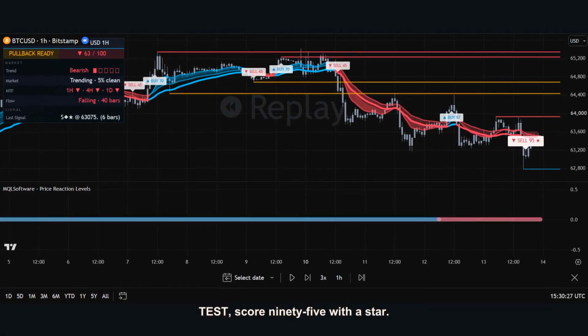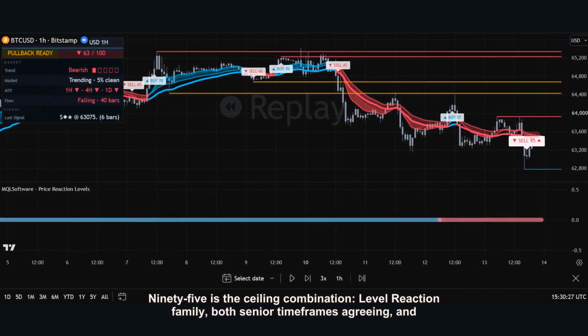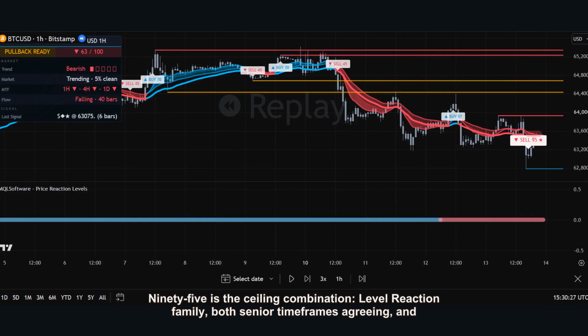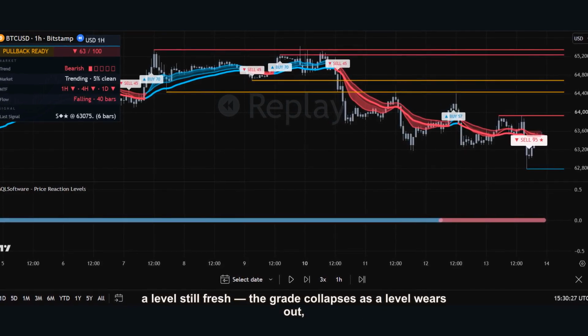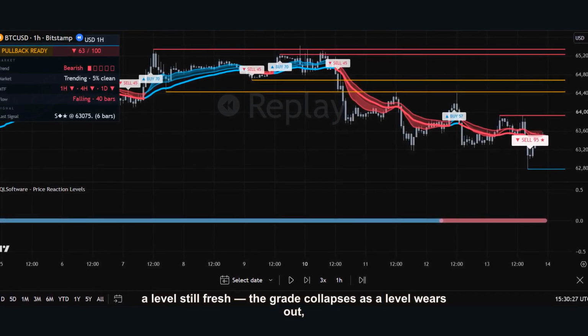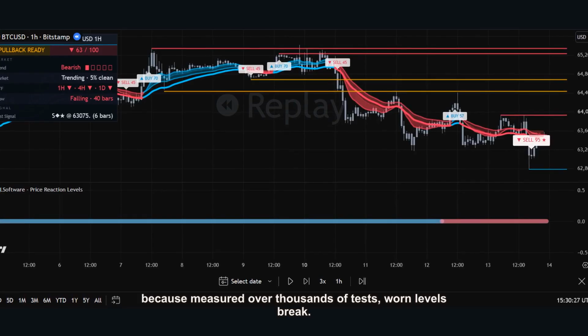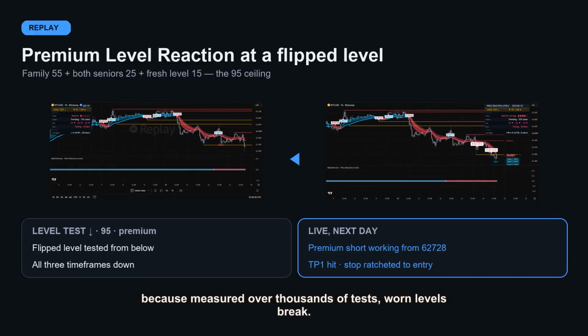Level test, score 95 with a star. 95 is the ceiling combination. Level reaction family, both senior time frames agreeing, and a level still fresh. The grade collapses as a level wears out, because measured over thousands of tests, worn levels break.